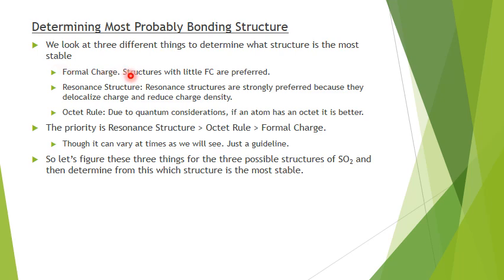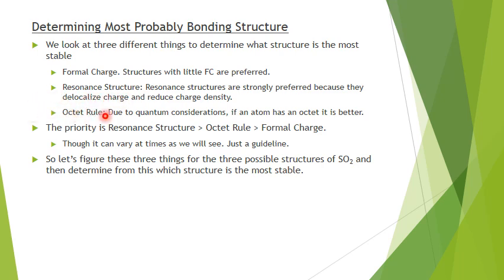We're going to look at the formal charge, and structures with little formal charge are preferred. That's because nature doesn't like to have a lot of unequal stuff. It doesn't like to have plus and minuses all over the place; it would rather have just neutral. Second is resonance structure, because resonance actually reduces charge density. It says reduce, but it means increase. We also say it delocalizes charge.